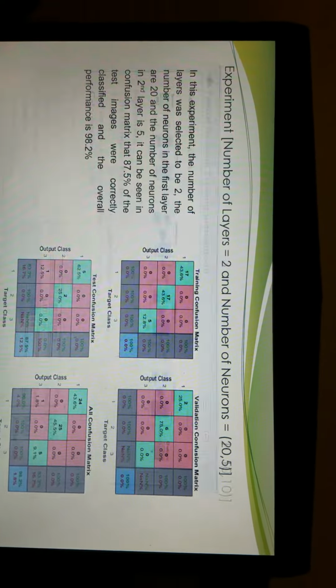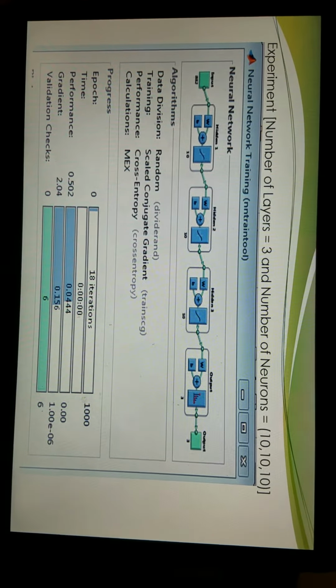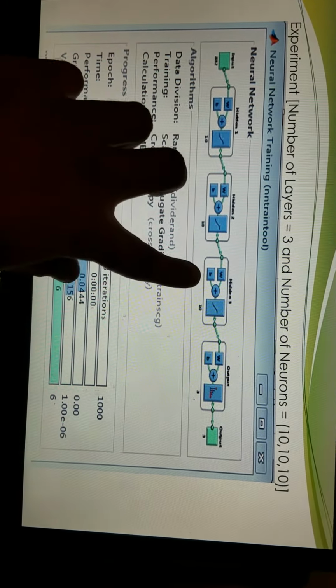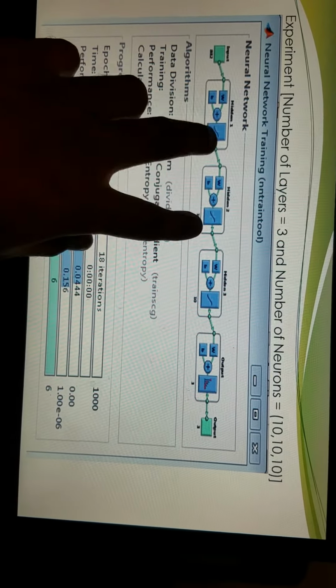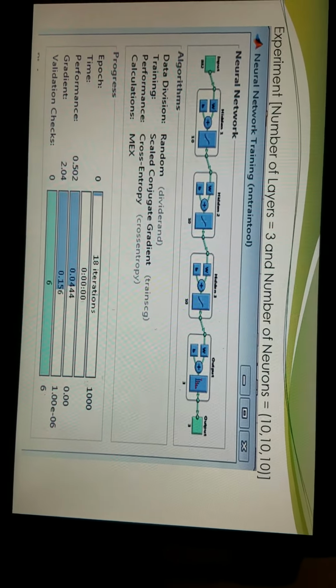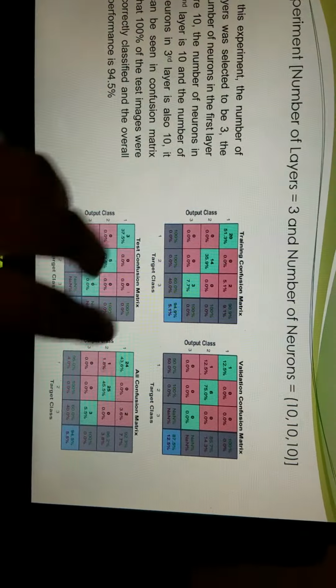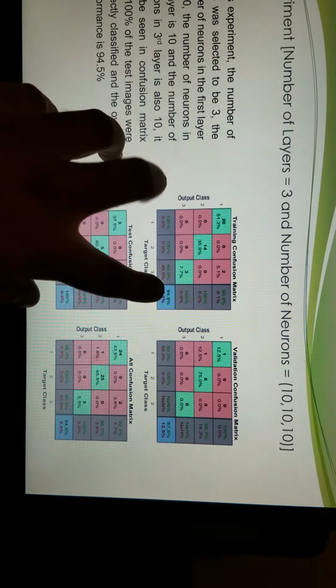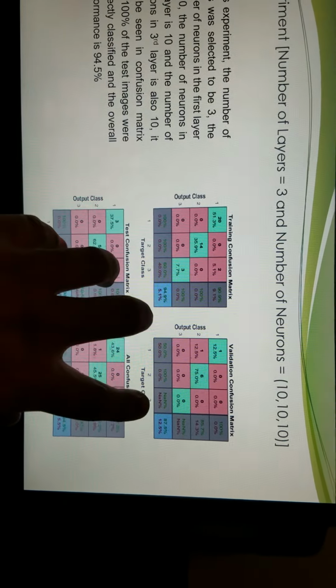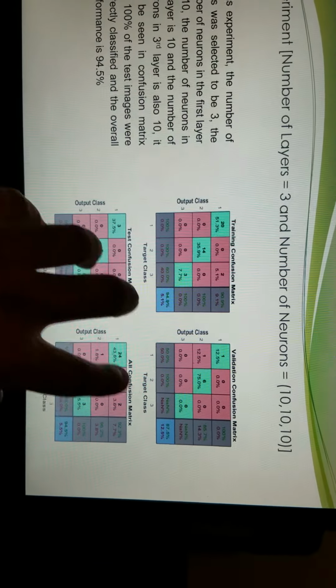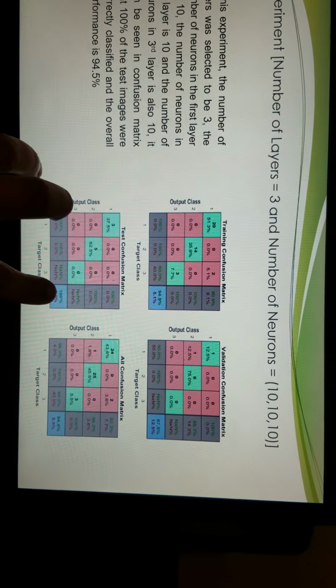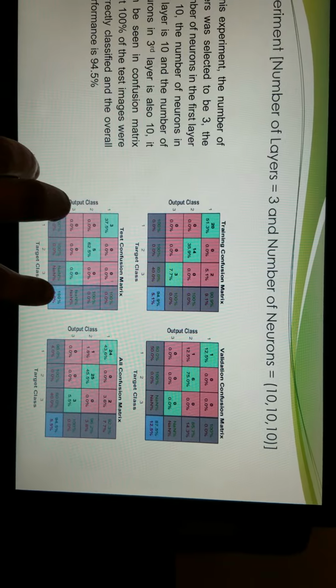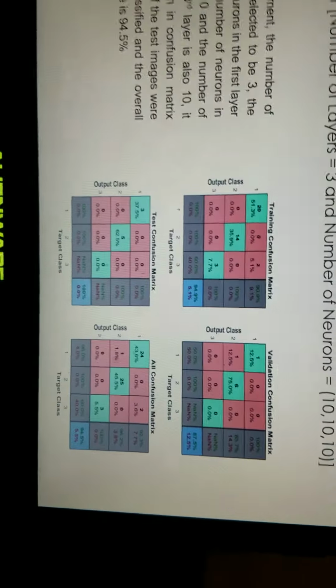Our third experiment, similarly, we changed the number of layers. We had 3 layers now, and all the layers had 10 neurons, or we can say 10 nodes. The training performance was 94.9%, the validation performance was 87.5%, the test performance was 100%. So overall performance was 94.5%, as you can see.